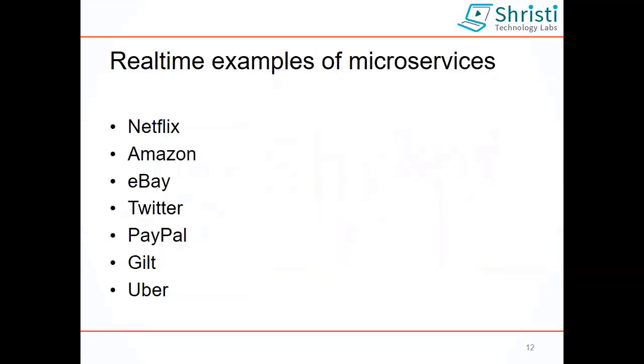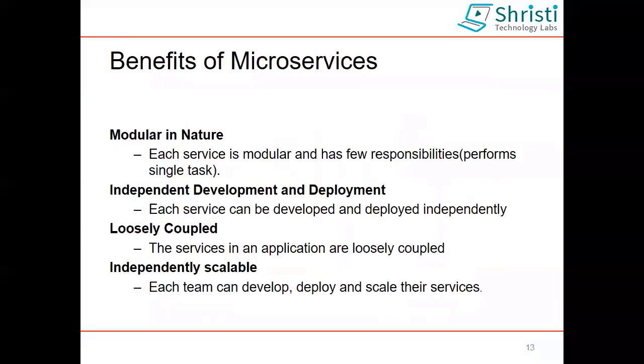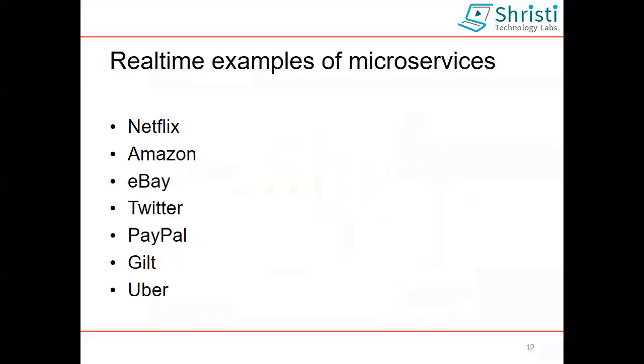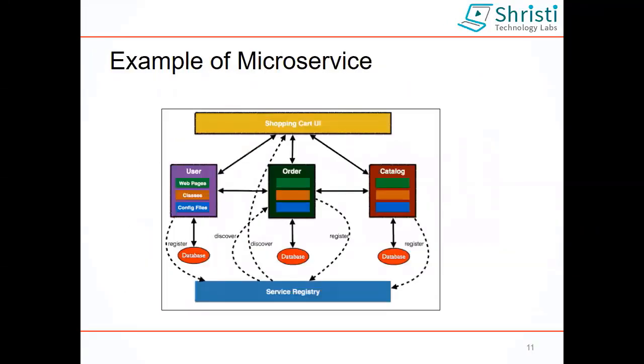Now, let's see which real-time companies are using microservices. That is Netflix. What you will be learning in this particular course uses the Netflix OSS. Then Amazon, eBay, Twitter, PayPal, all these companies. There are a few more companies which have started using Spring microservices. I have taken training for State Street and Harman in Bangalore. These companies are also using microservices.